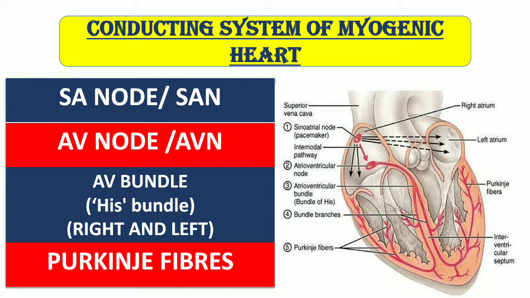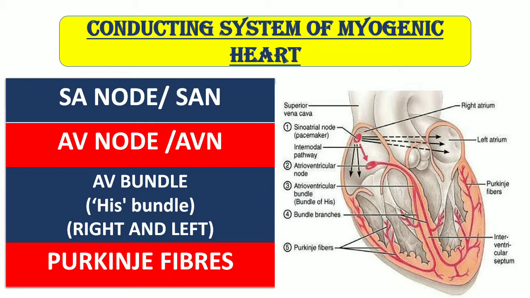Now coming to the conduction, the pathway of conduction in this heart is the SA node, AV node, AV bundle, or we can say the His bundle, and Purkinje fibers. Okay, these are the four parts that form the conduction system of our heart. So the pacemaker will be the SA node.